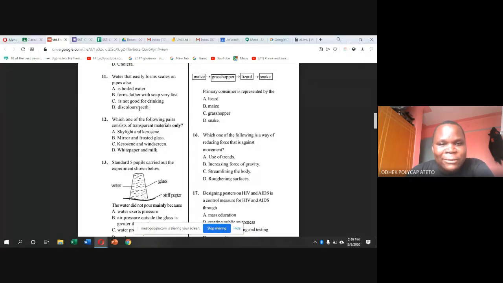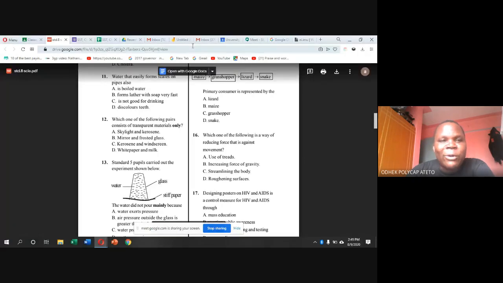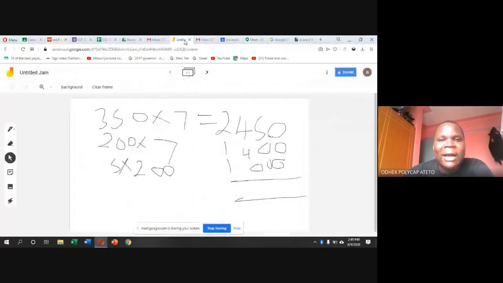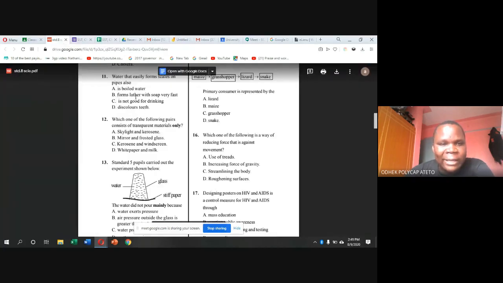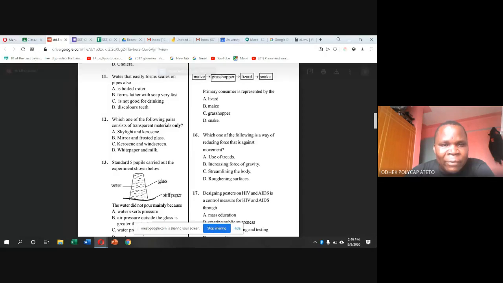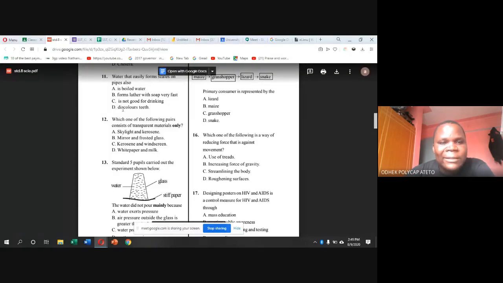Discolors teeth. This one is hard water. Remember, hard water is also good for drinking because it strengthens our teeth. It contains minerals, and those minerals are calcium and magnesium. Those minerals help in the strengthening of our teeth. So that is correct. The answer which was supposed to be wrong there is the one that says hard water discolors teeth, which means it makes our teeth brown.